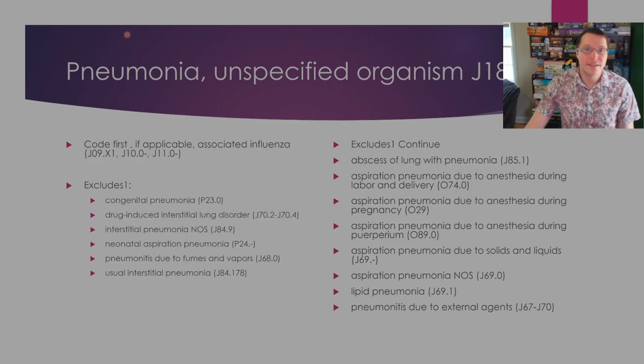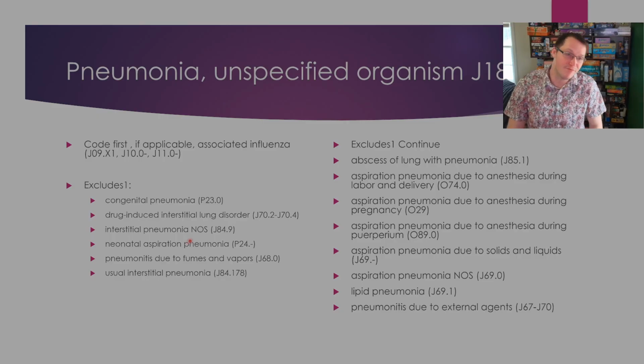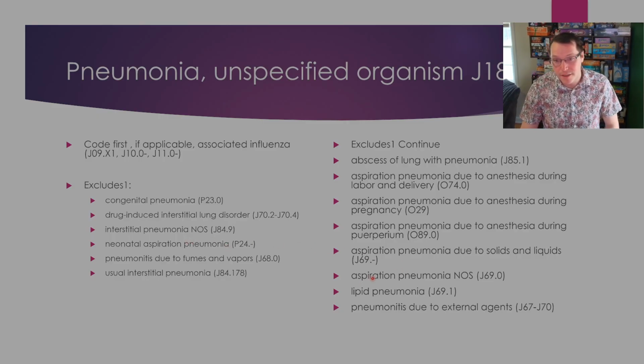J18. This code, unspecified organism, has the most excludes out of all of them, because it wants you to make certain that you're using this one appropriately. So just make certain you're not using it with any other pneumonia code or any other pneumonia code that's caused by anesthesia, that kind of stuff here. Just make certain you're using this one appropriately. So code first, if applicable, an associated influenza as well.